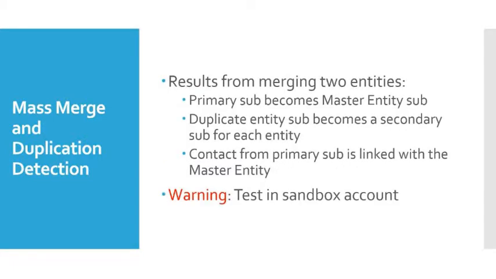There are a few results that take place from merging two entities. First, the primary subsidiary becomes the master entity subsidiary. Second, the duplicate entity subsidiary becomes a secondary subsidiary for each entity. And lastly, the contact from the primary subsidiary is linked with the master entity. However, as a warning, be sure to test this in a sandbox account, as merging these records can be irreversible. Also note that it can take some time.